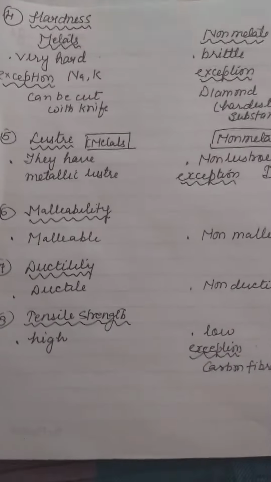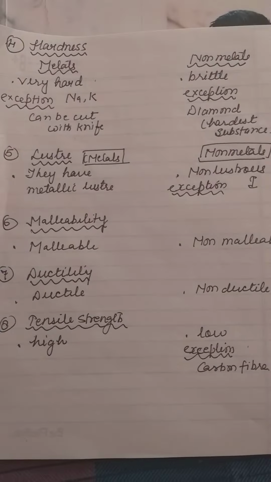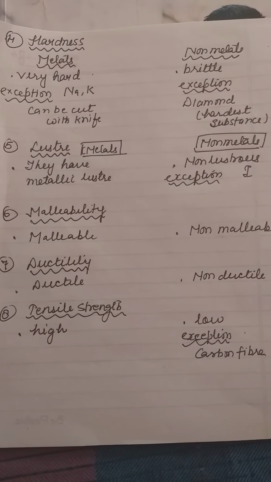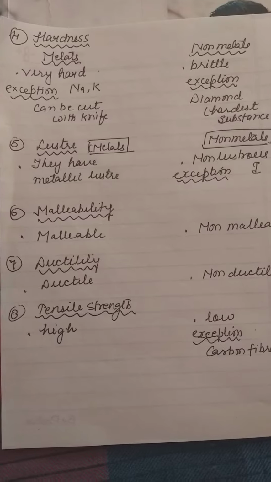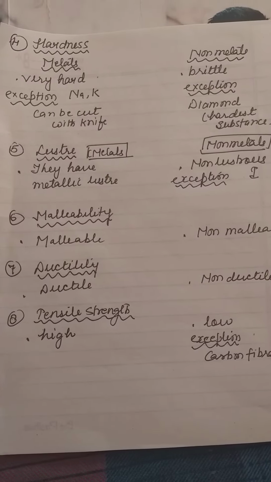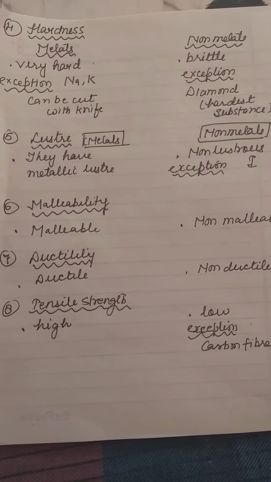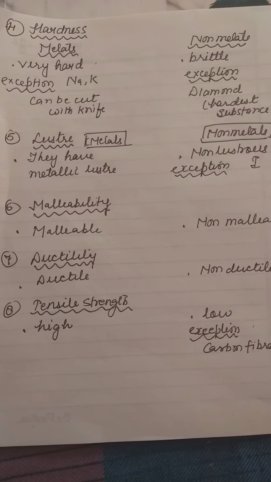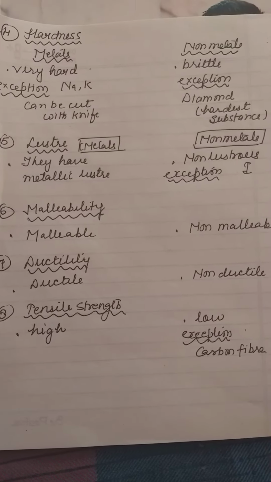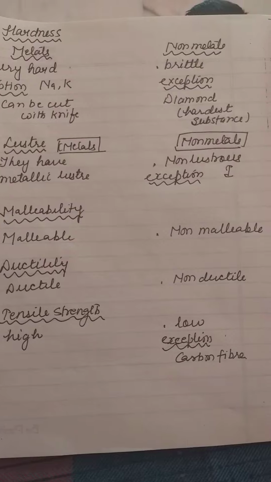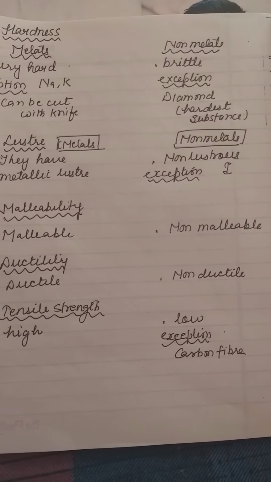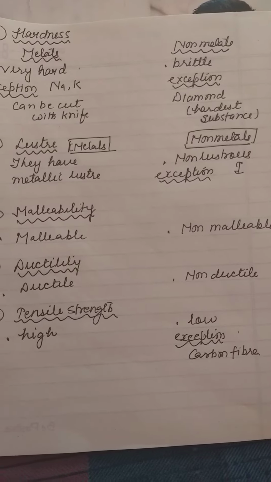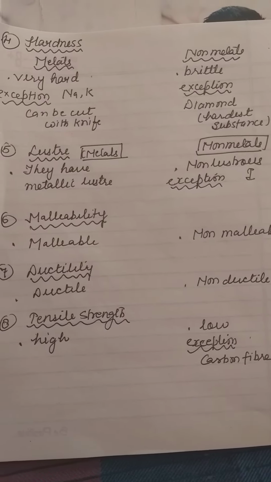Another property is hardness. Metals are very hard, whereas non-metals are brittle. Brittle means that they can be easily broken. Now, the exception in the case of metals is sodium and potassium. Both are metals, but they are very soft. They can be cut with a knife. Whereas non-metals are brittle, but there is one exception, that is diamond. Diamond is also a form of carbon and it is the hardest substance known to us.